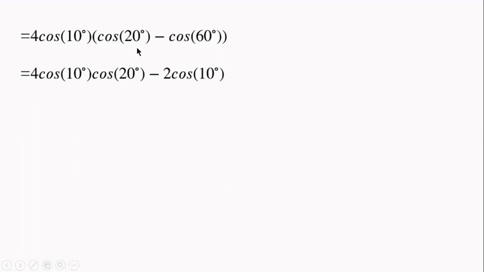Now we expand the trigonometric expression. We know that cosine 60 degrees equals a half. So we can now write equals 4 cosine 10 degrees cosine 20 degrees minus 2 cosine 10 degrees.